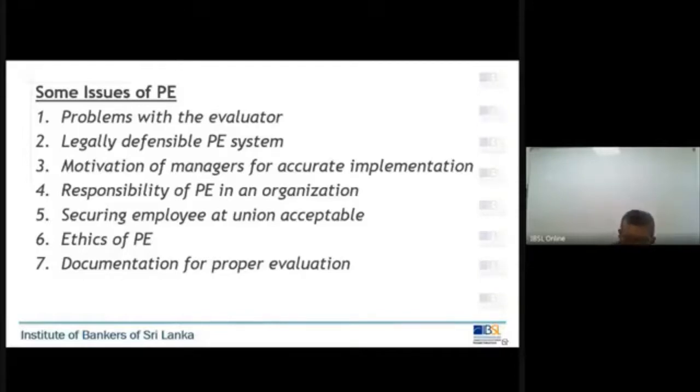But out of all, the examiner is more concentrating on your evaluator problems. Now let's look at it. Evaluator issues. Those are the most common issues you face at the time of evaluating your performance.